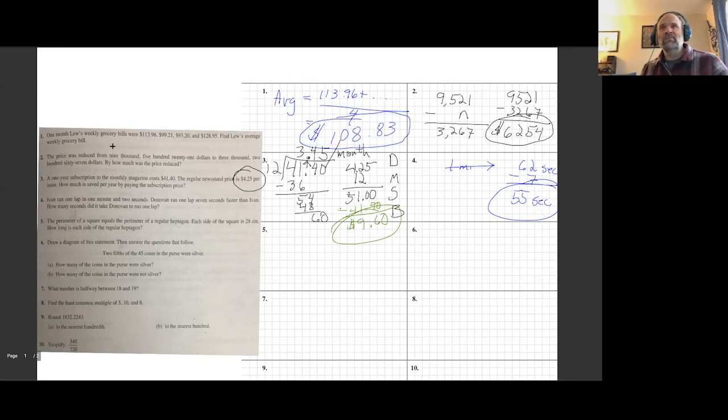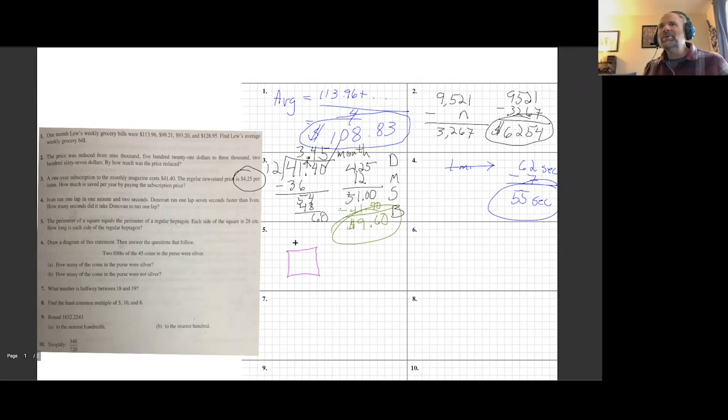Okay, let's move on to number 5. The perimeter of a square equals the perimeter of a regular heptagon. What's heptagon? How many sides is that? Hold up your fingers. How many sides is a heptagon? Okay, I think I see 7. Yes. So remember, hexagon is 6. Heptagon is 7. All right.